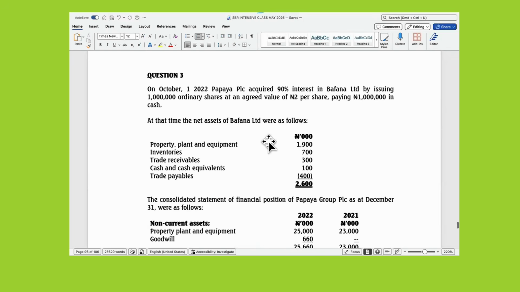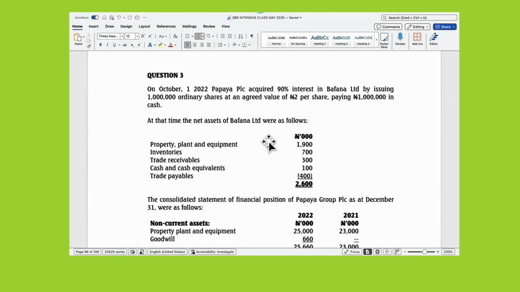So now, the question itself says on October 1st, 2022, Papaya acquired 90% interest in Bafana Limited by issuing 1 million ordinary shares at an agreed value of 2 naira per share, paying 1 million in cash. Okay, so from here now, I know that Papaya is the parent company and he acquired 90% in Bafana and he issued shares of 1 million of 2 naira each and also paid cash. So that means purchase consideration comprises share consideration. He issued 1 million shares and he also paid cash.